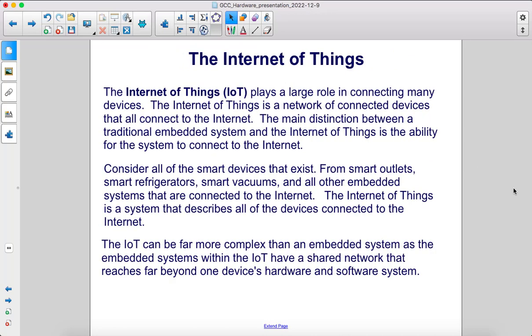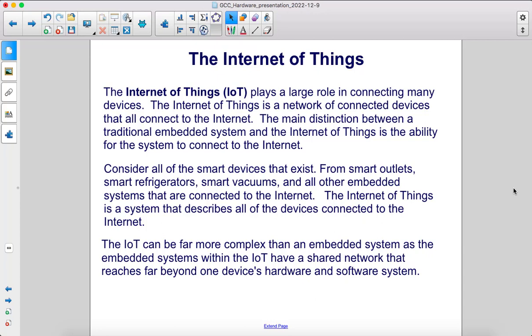The Internet of Things, or IoT, plays a large role in connecting many devices. The Internet of Things is a network of connected devices that all connect to the Internet. The main distinction between a traditional embedded system and the Internet of Things is the ability for the system to connect to the Internet. Consider all of the smart devices that exist, from smart outlets, smart refrigerators, smart vacuums, and all other embedded systems that are connected to the Internet.